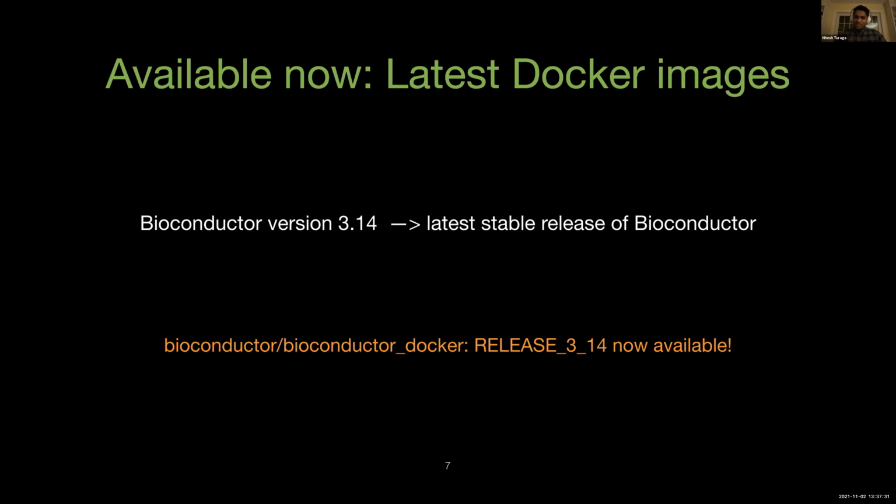So you must have heard by now, since you're at the Bioconductor conference, that the Bioconductor latest release is out. It's 3.14. And as of a couple of days ago, the latest Bioconductor Docker image is also available. So if you try to pull the Docker image with the tag release_3_14, you should have that available to you now.